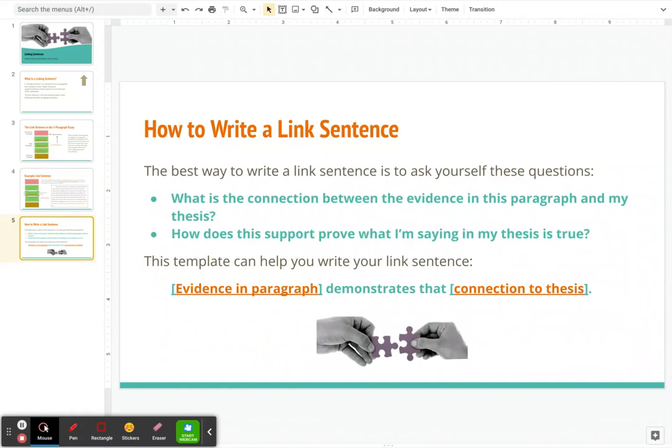So, how do you write a link sentence? The best way to do it is ask yourself a couple questions. What is the connection between the evidence in this paragraph and my thesis? Or how does this support prove what I'm saying in my thesis is true?